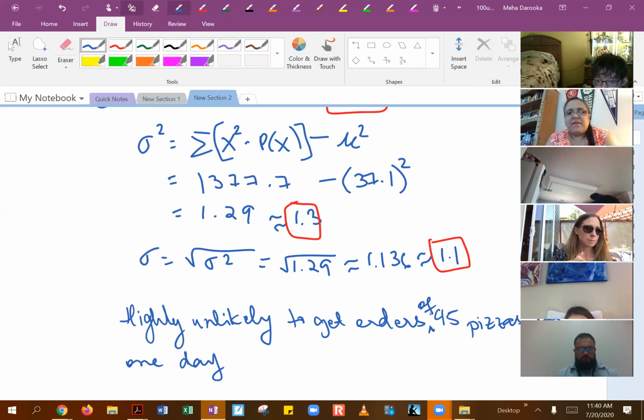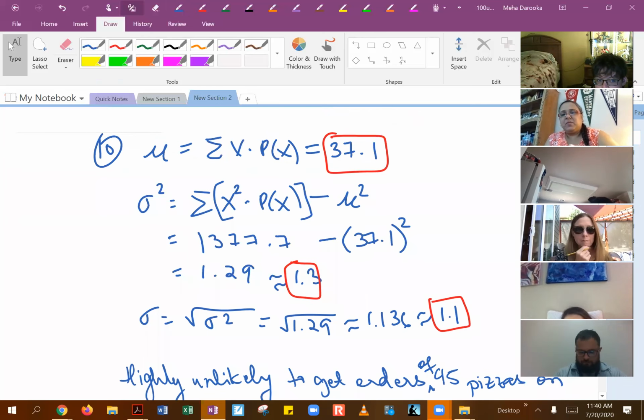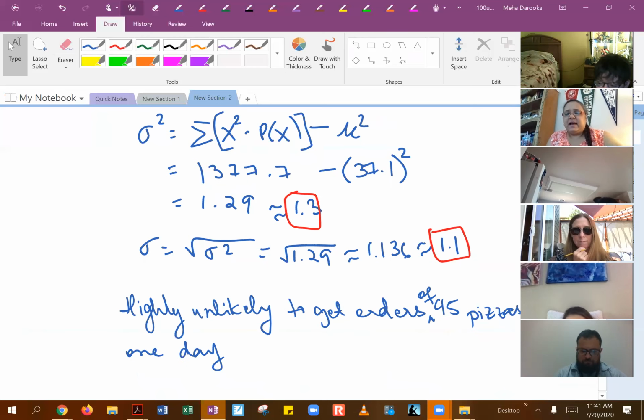So other than Super Bowl, I would imagine for a regular day, he is not going to be getting 45 orders of pizza, especially when you look at this example here, where we've got a mean of 37.1. Even with that standard deviation of 1.1, even if you go out 2 or even 3 standard deviations, we're not making it to 45 pizzas on any given day. So yeah, it's definitely a highly unlikely scenario.